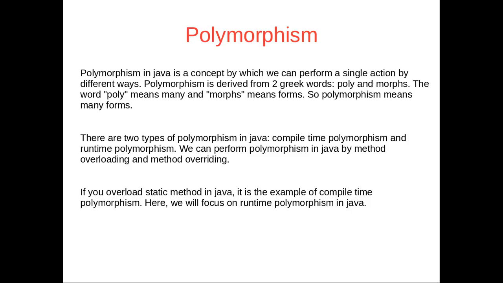There are two types of polymorphism in Java. The first one is compile time polymorphism and the second is runtime polymorphism. We can perform polymorphism in Java by method overloading and method overriding. If we overload a static method in Java, it is an example of compile time polymorphism. Here we will focus on runtime polymorphism in Java.